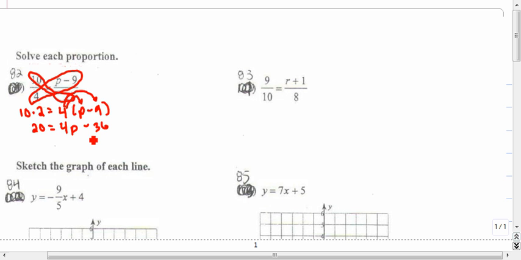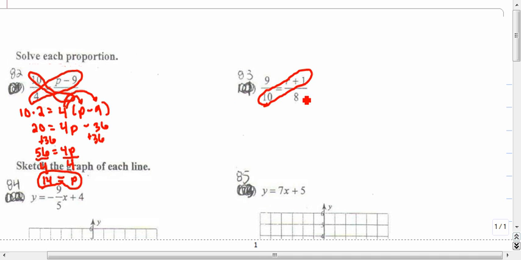36. So now I have to add 36 to both sides of my equation. So 20 plus 36 is 56, which is 4p. Now I need to get p by itself. 4p is saying 4 times p, so the opposite of multiplication is division. Very good. So that means p equals 14. P equals 14.